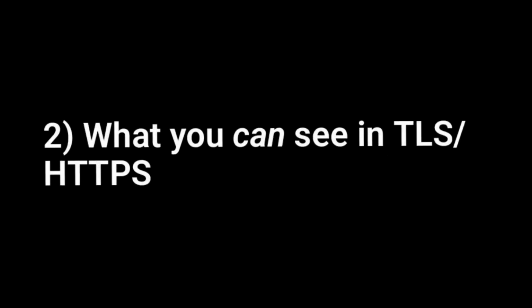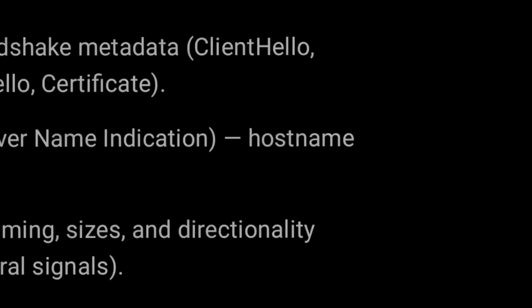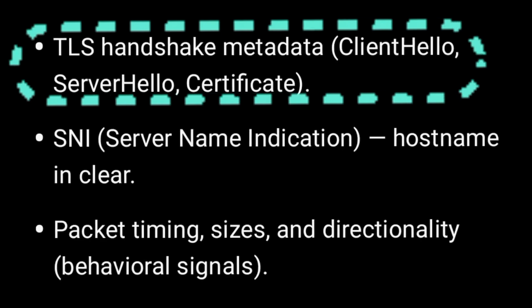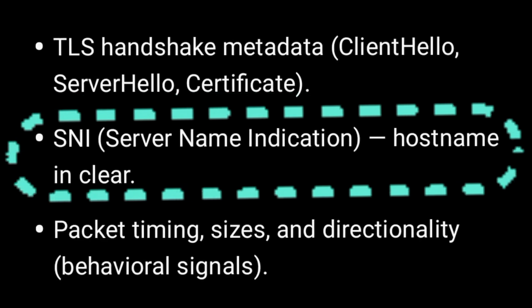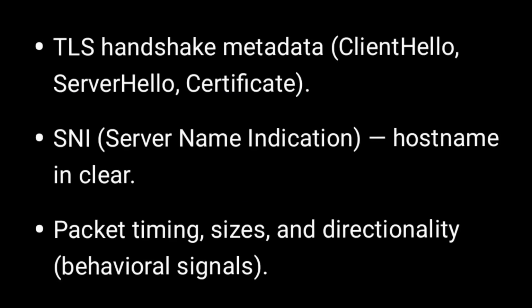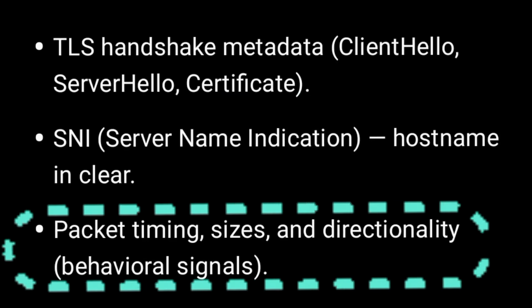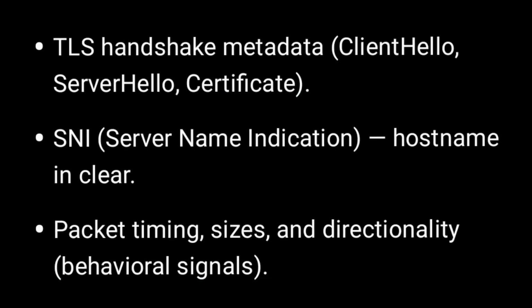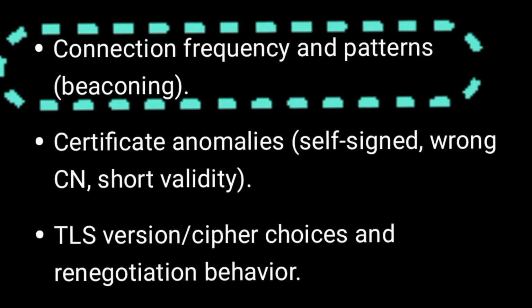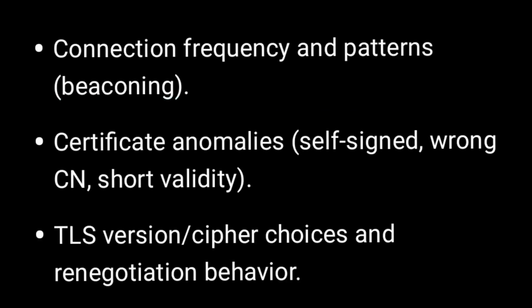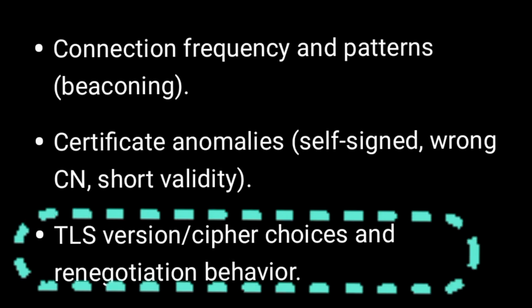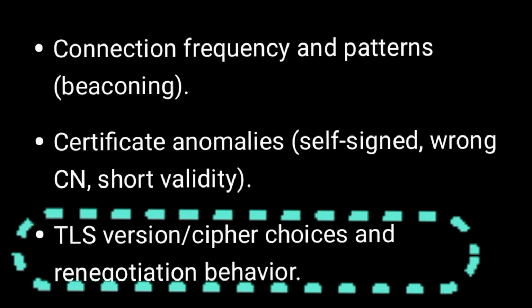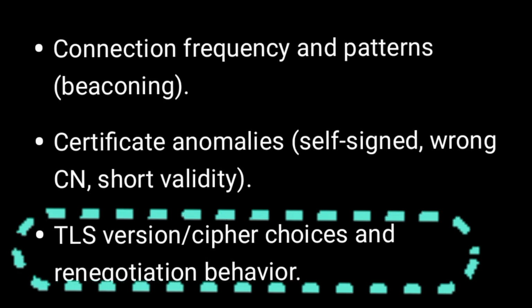2. What you can see in TLS/HTTPS. TLS handshake metadata: Client Hello, Server Hello, certificate. SNI, Server Name Indication, the host name in clear. Packet timing, sizes, and directionality. Behavioral signals: connection frequency and patterns, beaconing. Certificate anomalies: self-signed, wrong CN, short validity. TLS version and cipher choices, and renegotiation behavior.